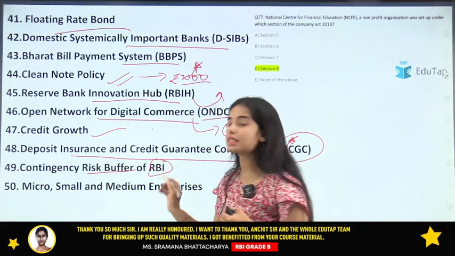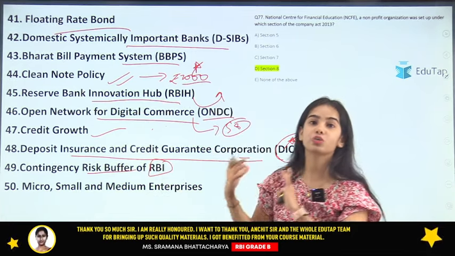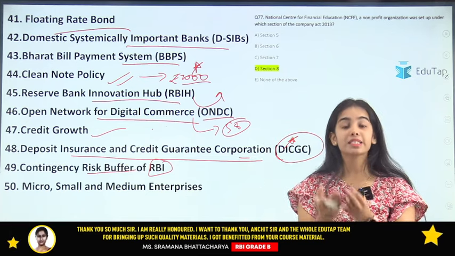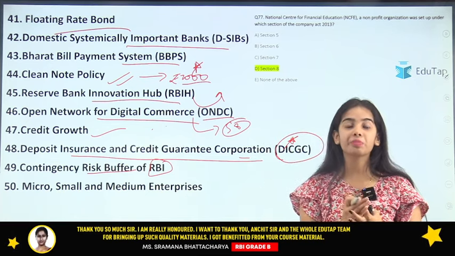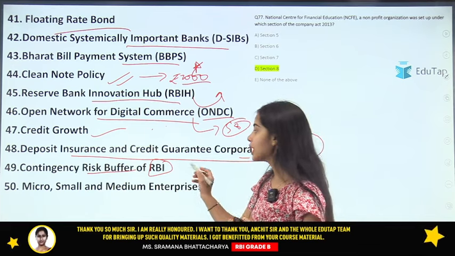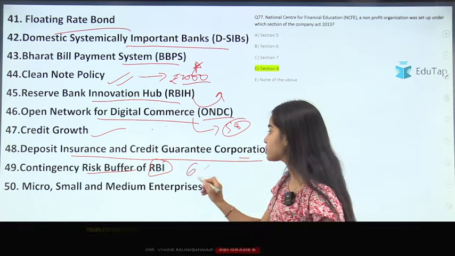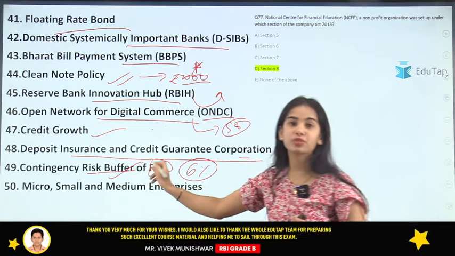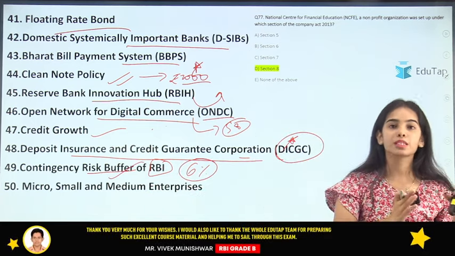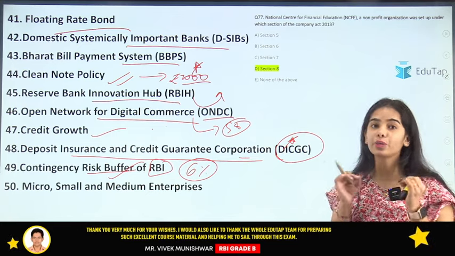Contingency risk buffer. So recently the RBI has transferred the surplus to the Government of India. What is that surplus? As well as the buffer that has been maintained by the RBI for the risk, for the contingency situation. So that is 6%. What is the range of this contingency risk buffer? 5.5% to 6.5%. Basic understanding you need to have.